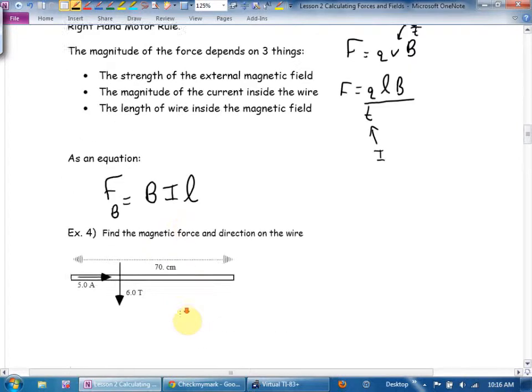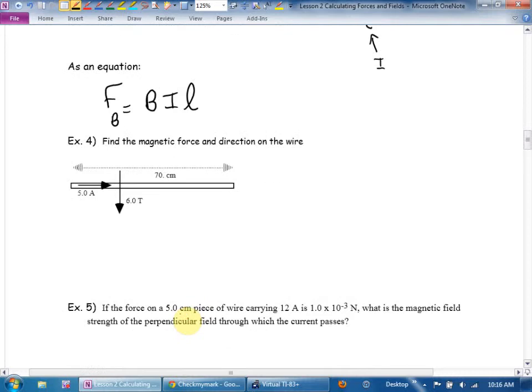So, example four: find the magnitude and the direction of the magnetic force on this wire. Let's do the magnitude first. The magnetic force is equal to BIL. How big is the external magnetic field in this very, very high-tech diagram that I threw together? 6 teslas, quite large. How big is the current? 5 amps. How much wire is inside this magnetic field? 0.7.